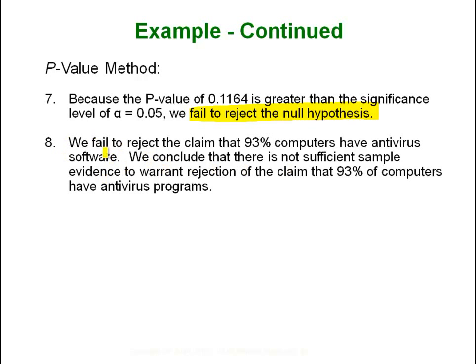Then the last step is always the crucial one, where we write this in English. We fail to reject the claim that 93% of computers have antivirus software. So we're concluding that there is not sufficient evidence from our sample to warrant a rejection of the claim that 93% of computers have antivirus software. Even though our sample was 95%, it's not far enough away from 93 to warrant a rejection of that claim.